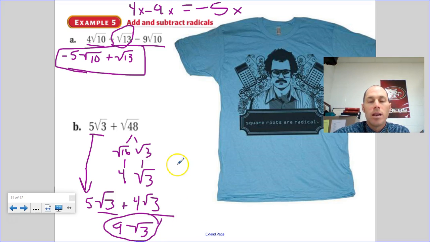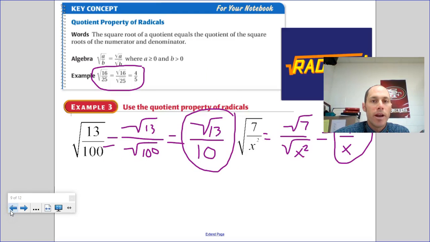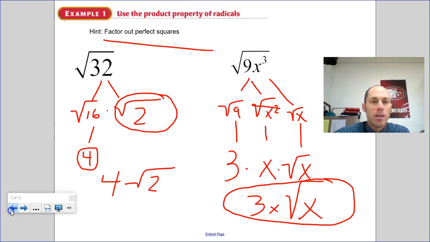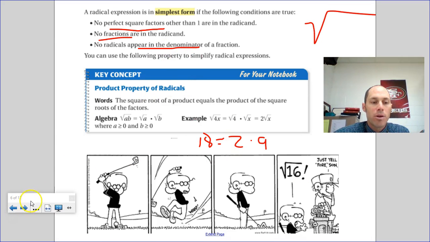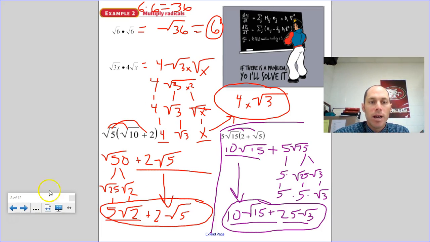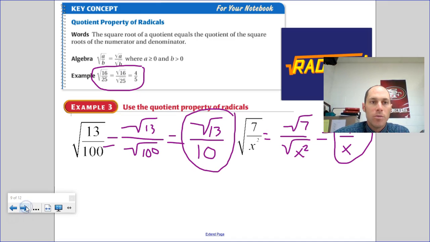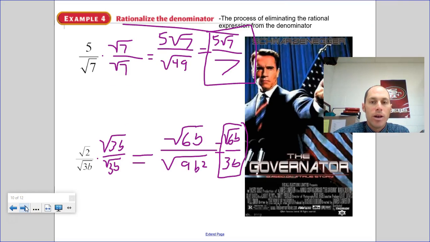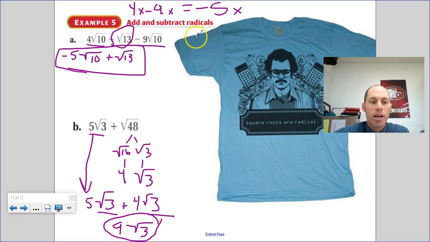And that's it. You've learned how to simplify radicals by using the product property and separating them into different factors, looking for perfect squares, applying your previous knowledge of factor trees. You know how to multiply and distribute radicals. We know how to use the quotient property and separate them when they're square root of a fraction. We know how to rationalize the denominator, and finally, add and subtract.